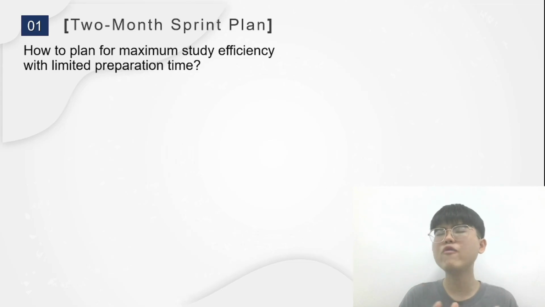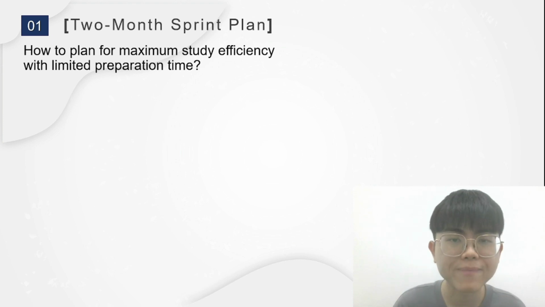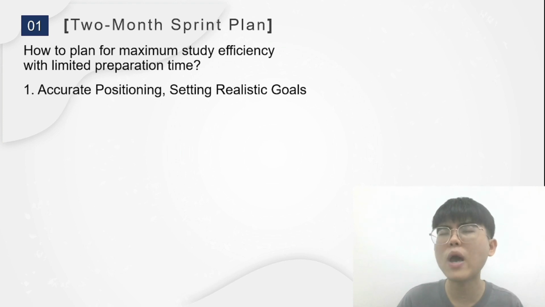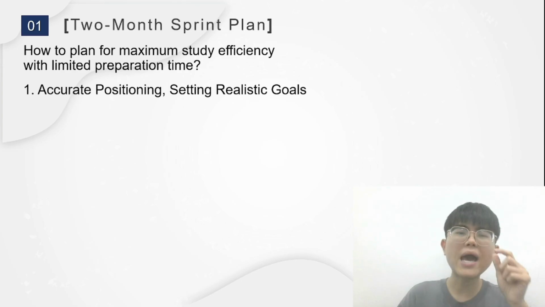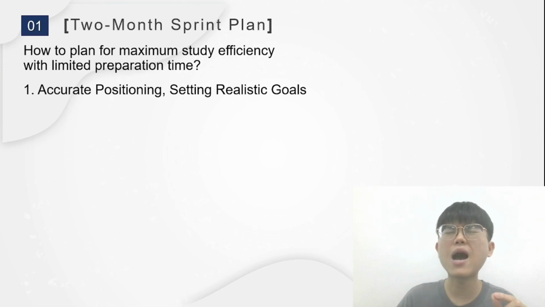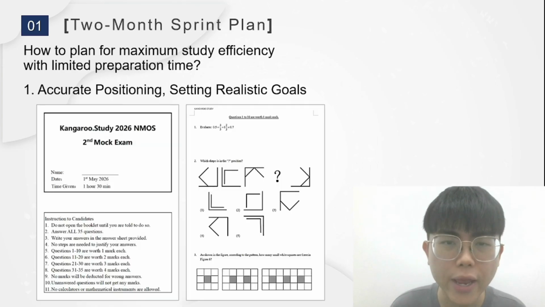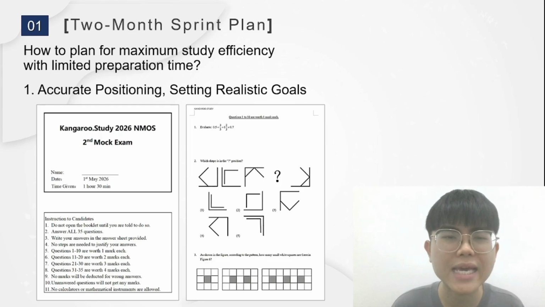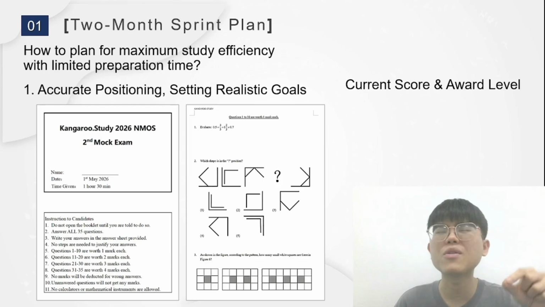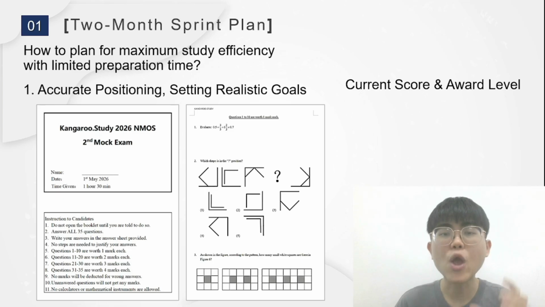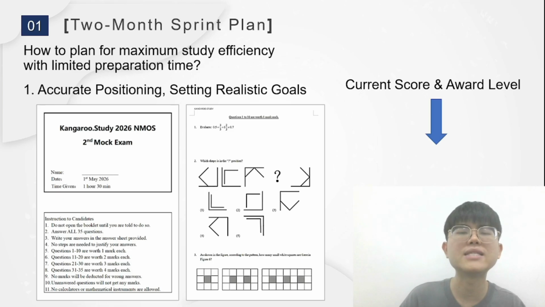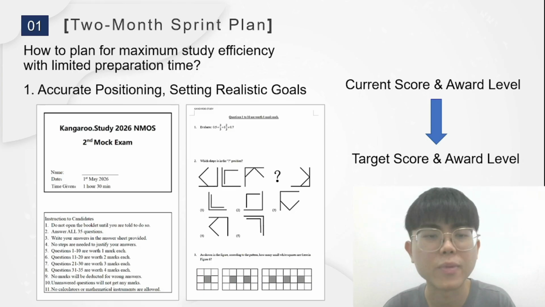Now everyone, if we want to make a plan, definitely we need to have a goal for it. Which is why we need to have accurate positioning so that we can set a realistic goal. So at the very beginning of May, we have come out with our second mock exam right here. After you attend this second mock exam, based on the result that you get, we will give you an idea of what is your current award level. And after that, we will help to set a realistic goal for the upcoming NMOS competition.